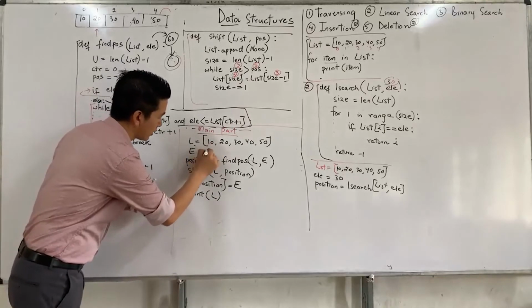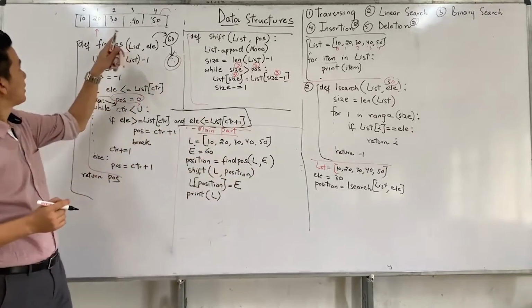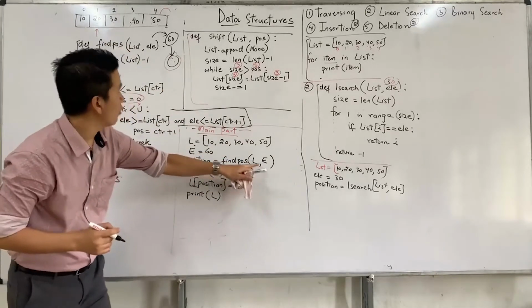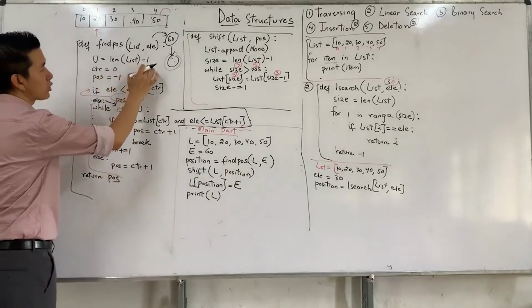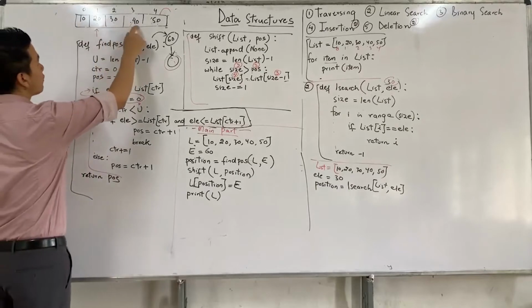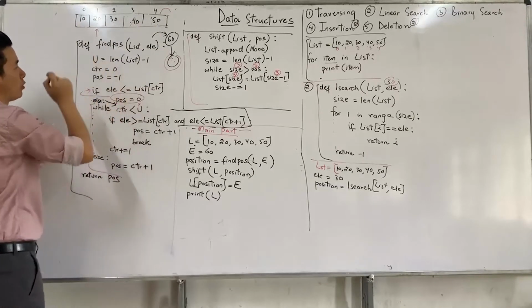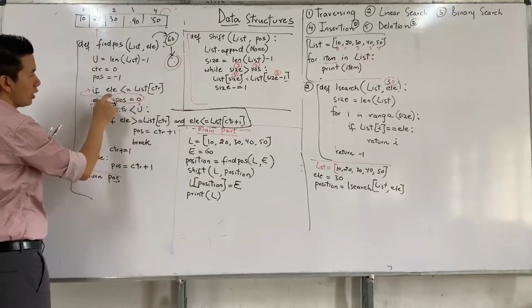This is 60. Okay, L will be sent to list. E, the value of E is 60. Length of list minus 1. Length of list minus 1. 1, 2, 3, 4, 5. 5 minus 1 is 4. Okay, so the value of U is 4.